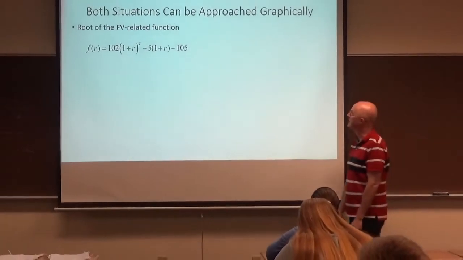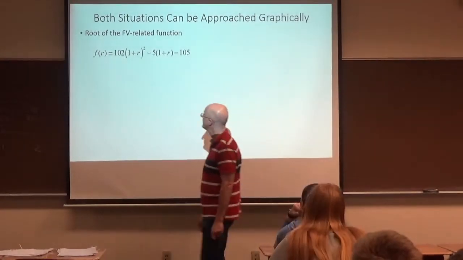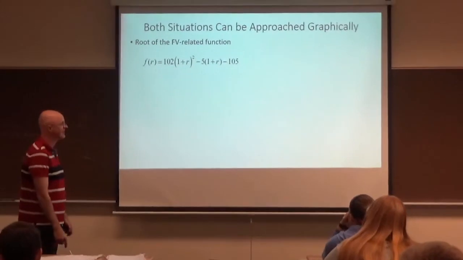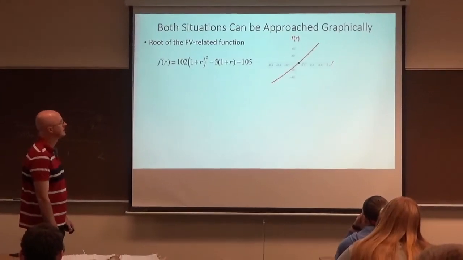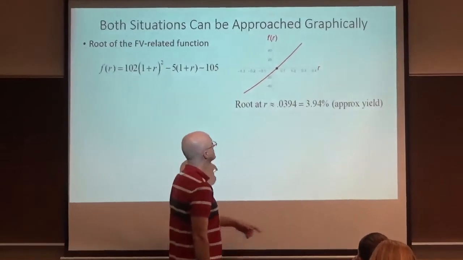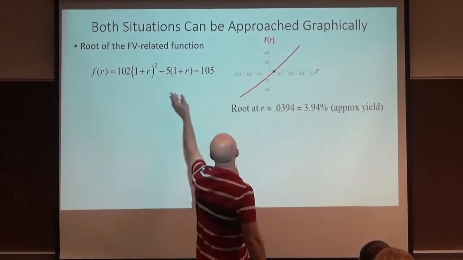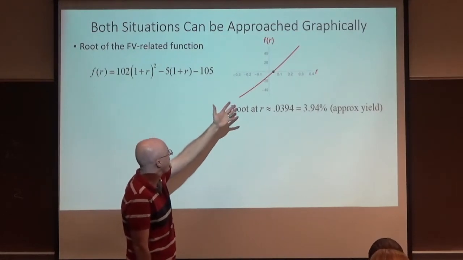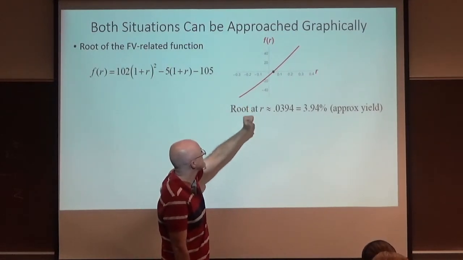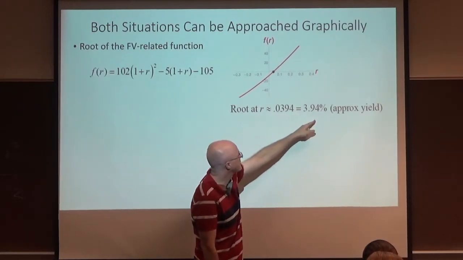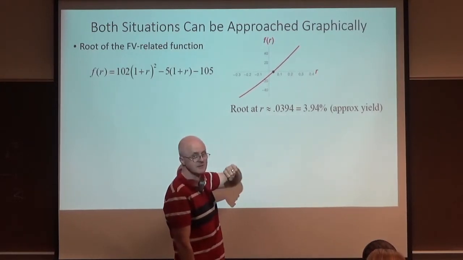The future value related function is this one. That was the thing that we set equal to 0. I'd like to find the root of it. We can do it graphically. There it is, and that root is about 0.0394. If you graph this quadratic function, when r is close to 0, it crosses the r-axis at a small positive number that's about 0.0394, representing 3.94%. That is your approximate yield.